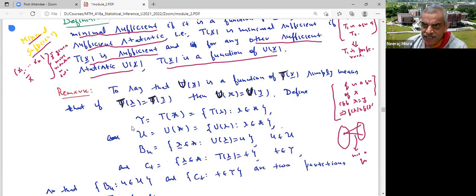It follows from this definition, because U is a function of T. So if T(x) is the same as T(y), then U(x) would be the same as U(y). The same point going to the same point. So it is like this. U is a function of T.